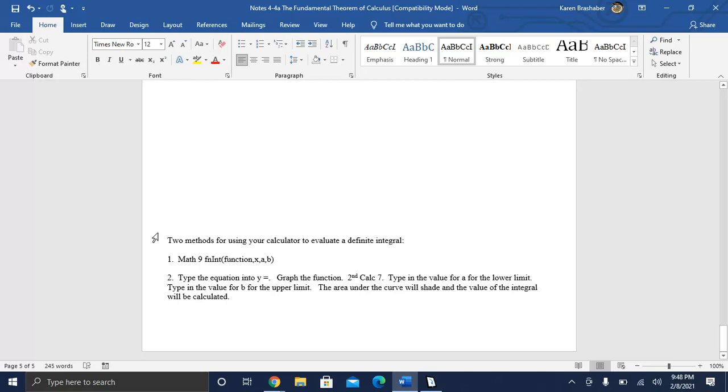I also have instructions, but I do not have them on here. So contact me if you need to. I have instructions for how to do this on the Casio. And I will investigate if the Desmos program calculates area under the curve. But actually, the TI 83 and 84 is very easy to use. So you can practice those two methods.